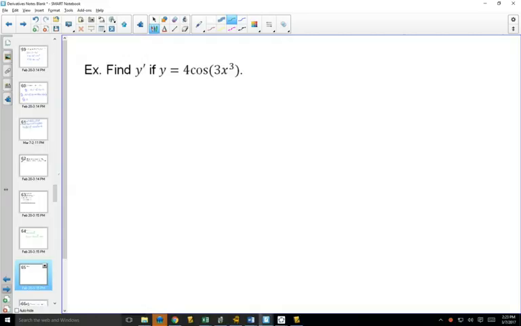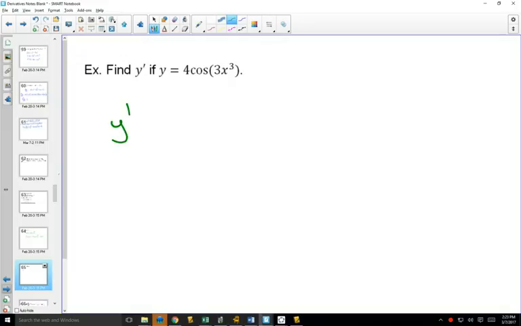But you have to decide what's your outside function, what's your inside function. Maybe it's easier for you to look at insides first. Like what is the most inside thing in this one would be the 3x cubed. And that 3x cubed is inside of a cos. Is the cos inside of something else? No. There's a coefficient of 4 in front, but your outside function for this one is going to be cos.